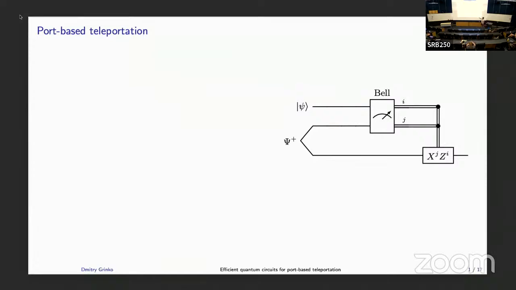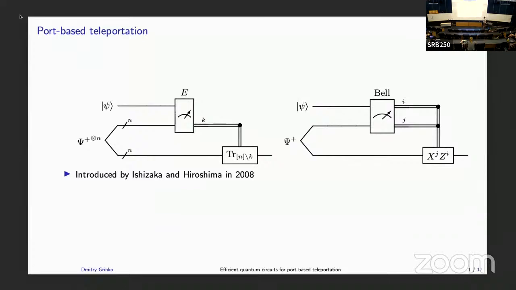The port-based teleportation, which was introduced by Ishizaka and Hiroshima, avoids this non-trivial correction operation. Instead, what Bob needs to do is just select the port, as Adam explained in the previous talk. But the cost of doing this is that now you need to share n ports, or n EPR pairs in this case, and you will not achieve perfect teleportation for finite n.